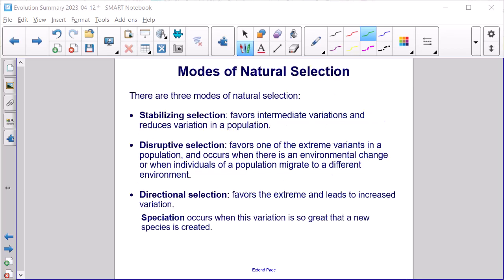Modes of natural selection. There are 3 modes of natural selection. Stabilizing selection favors intermediate variations and reduces variation in a population. Disruptive selection favors one of the extreme variants in a population and occurs when there is an environmental change or when individuals of a population migrate to a different environment. And directional selection, which favors the extreme and leads to increased variation. Speciation occurs when this variation is so great that a new species is created.